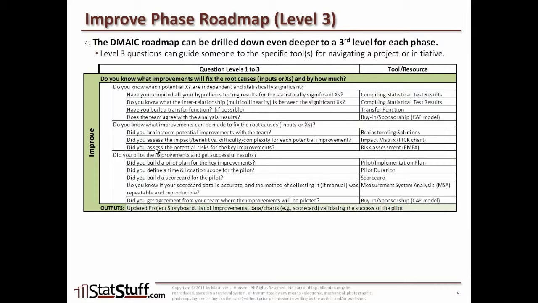Next, ask yourself, did you assess the potential risks for the key improvements? Well, if not, that's where you might want to use some risk assessment like an FMEA chart in order to help figure that part out. And again, once you can answer yes to these, you should be able to satisfy this question at this second level, and you can move on to this last one here at the second level, which is, did you pilot the improvements and get successful results?